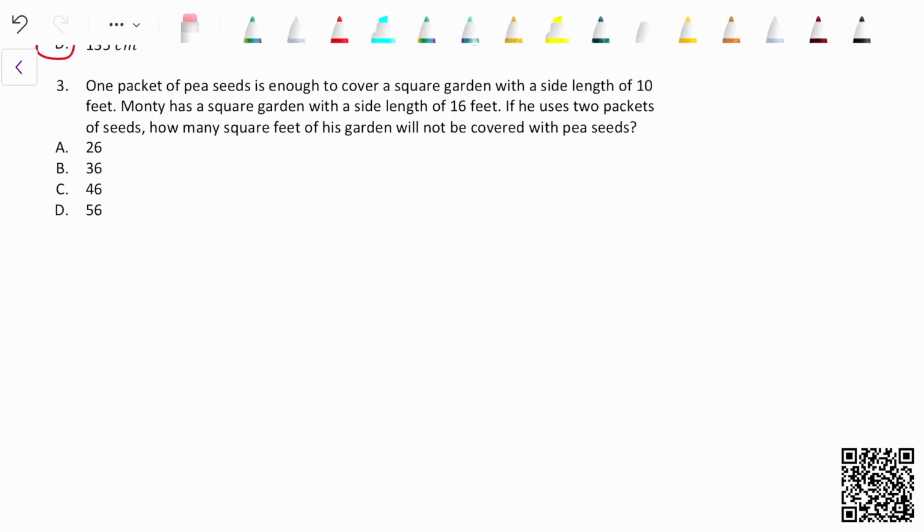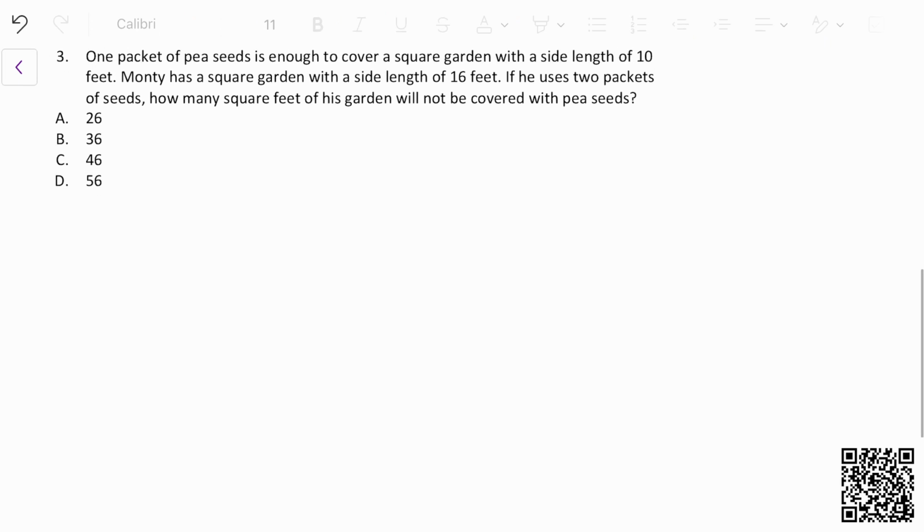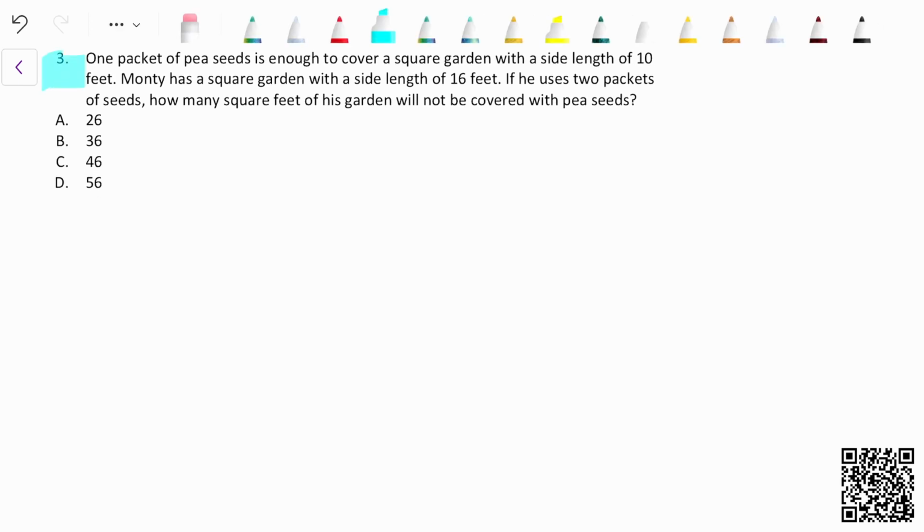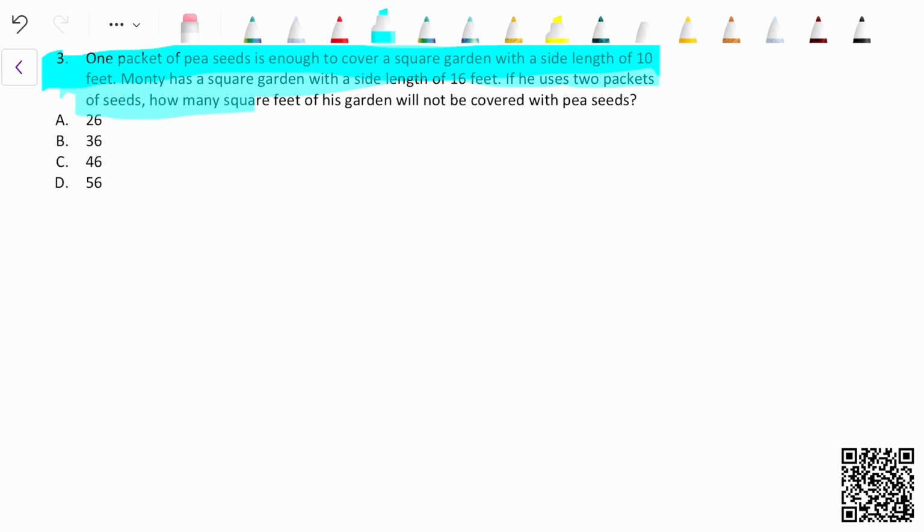And moving on to the last question. 1 packet of pea seeds is enough to cover a square garden with a side length of 10 feet. Monty has a square garden with a side length of 16 feet. If he uses 2 packets of seeds, how many square feet of his garden will not be covered with pea seeds?